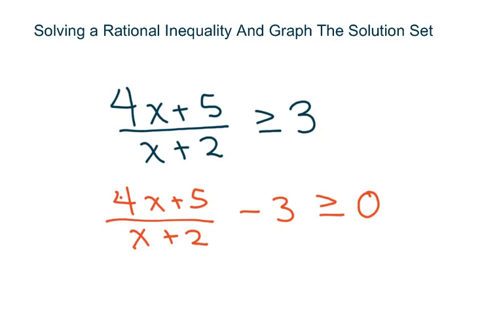Let me talk about strict. So this would be a strict inequality. Let me just change it. This would be a strict inequality, and this is a non-strict inequality because it has an equal. That's just vocabulary.